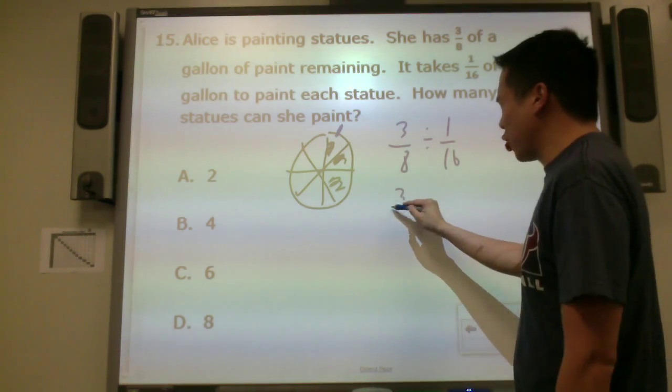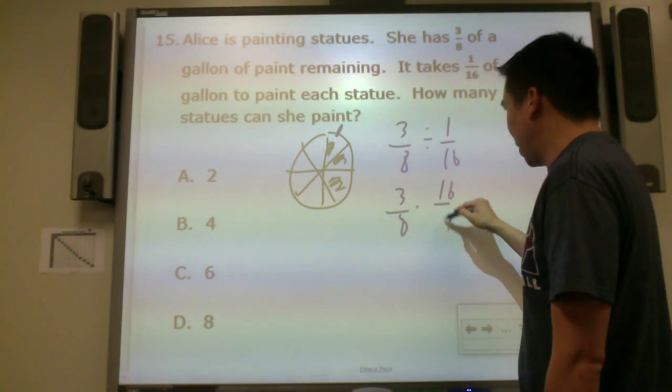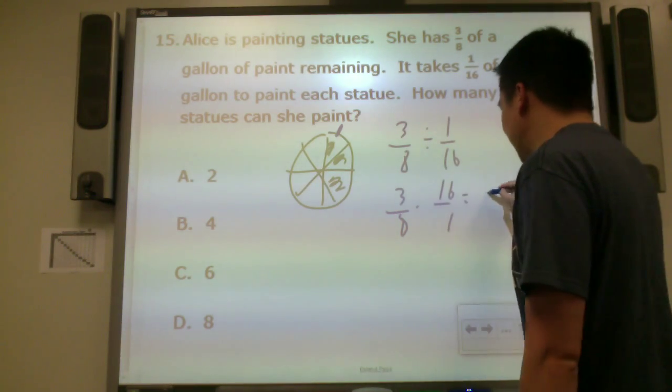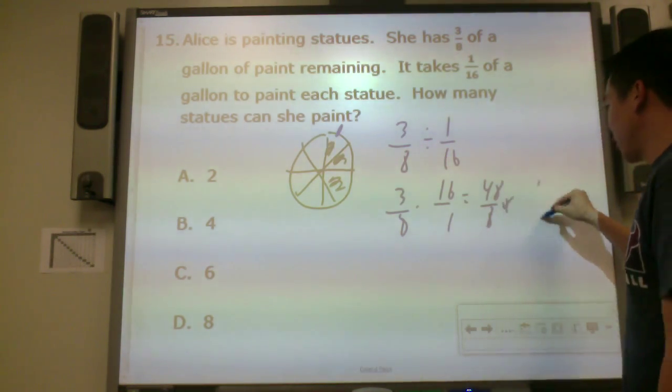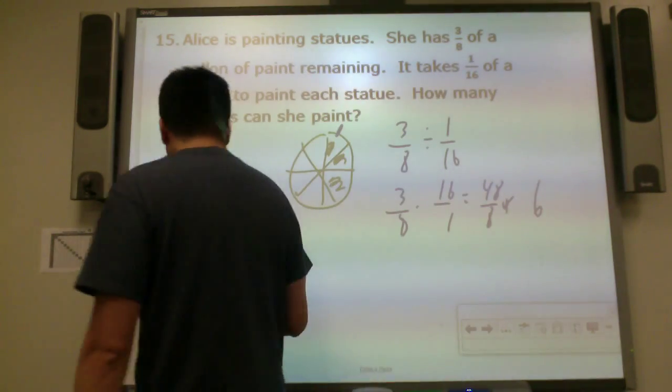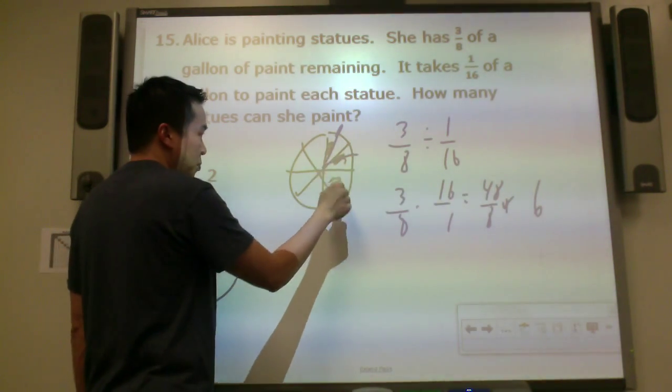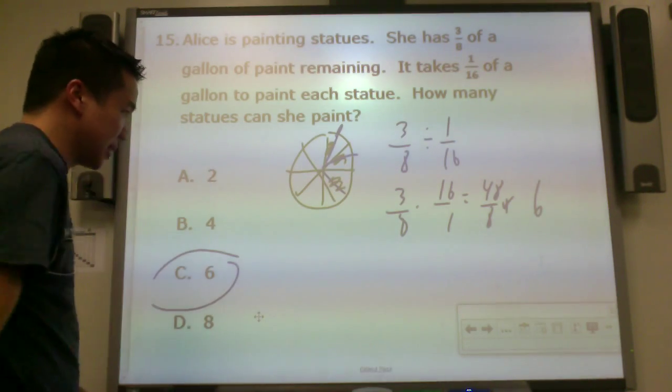So let's rename this as an equivalent multiplication expression by doing the reciprocal. 3 times 16 is 48 over 8, or 6. C is the answer. Here's another way. Split, split, split. 2, 2, 2. 2, 2, 2 is 6.